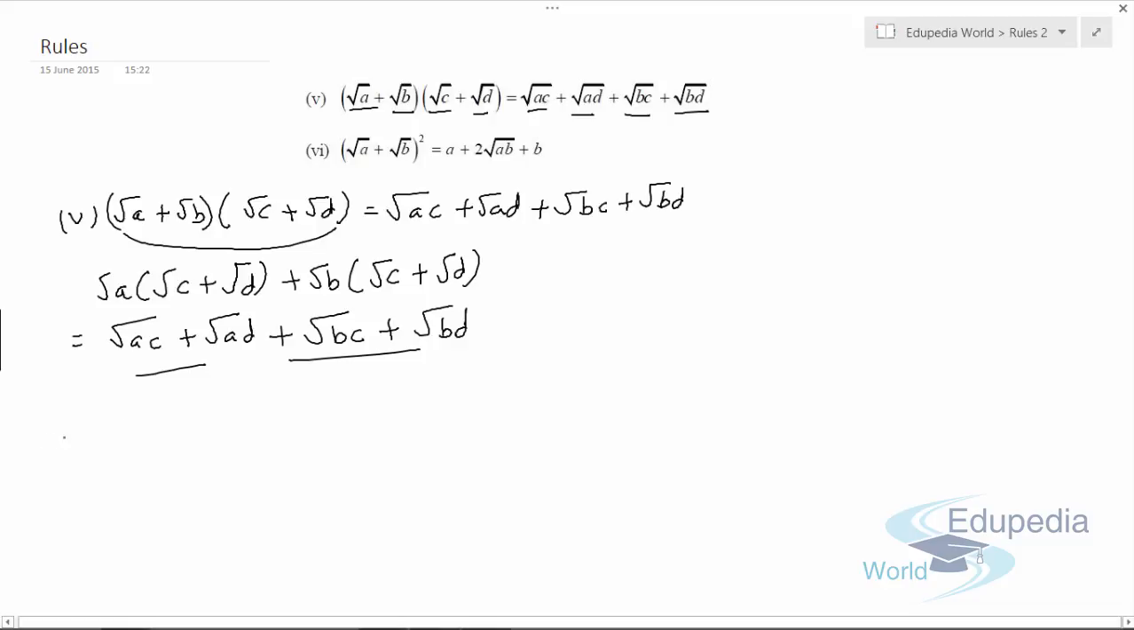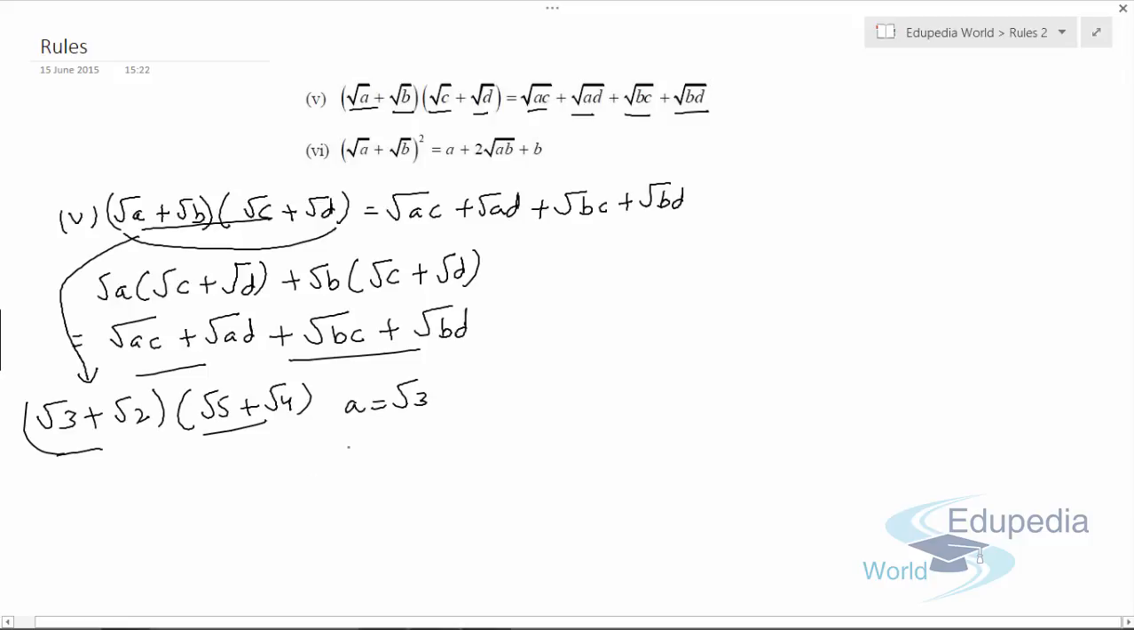Now let's discuss an example related to this. Suppose we have (√3 + √2)(√5 + √4). We can clearly apply this rule in this example. So our a will become √3, b will become √2, c will become √5, and d will become √4. So we can directly apply the solution.